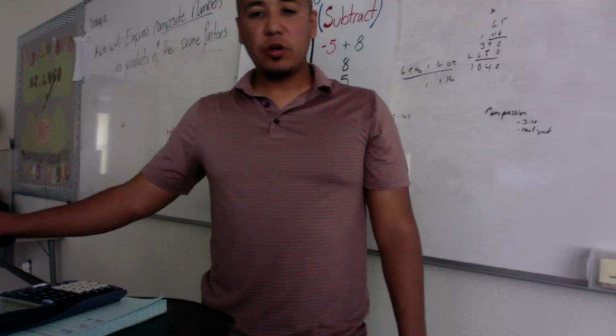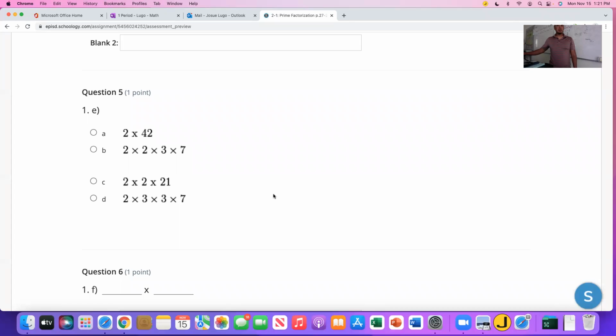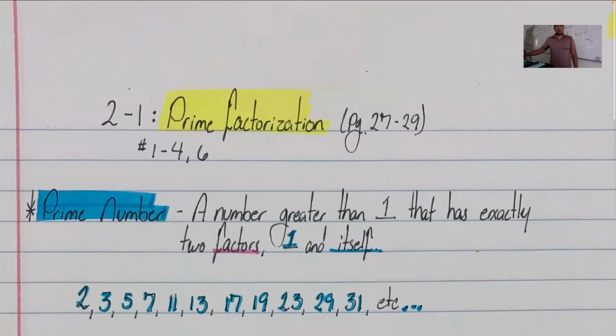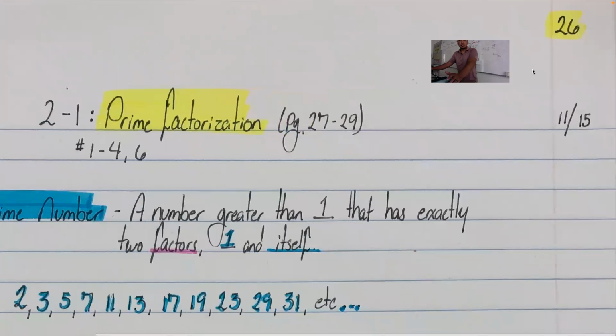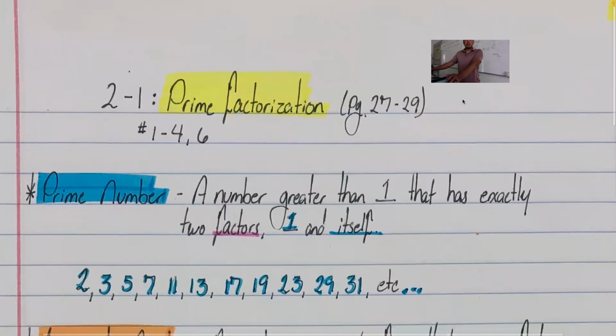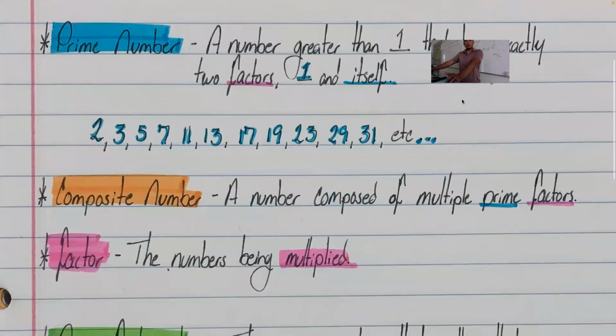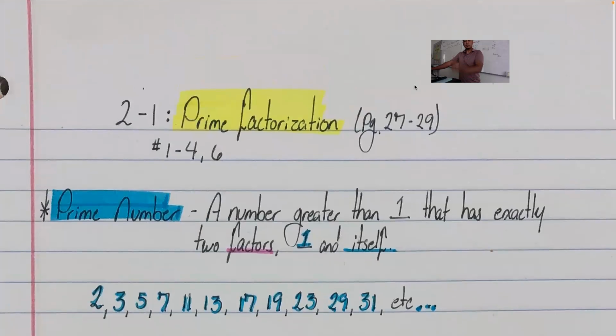Today, I want to go over lesson number 2-1, starting off something new. We're done with ratios. Now we're talking about prime factorization. Looking at the notes, which I do encourage you to copy down if you haven't done so already, I'm not going to go super thoroughly on this, but I do need you to keep some things in mind before we get into some practice problems.